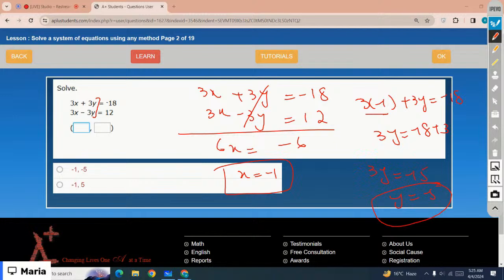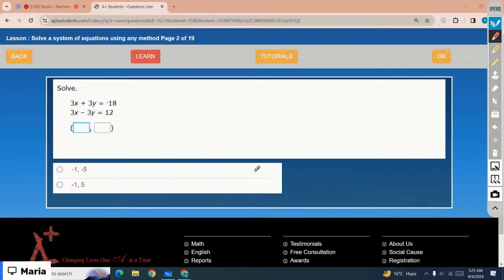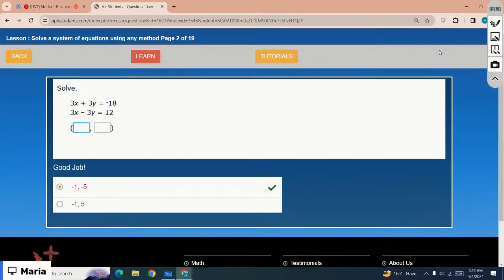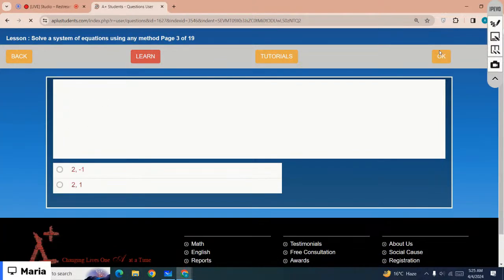Okay, let's just start with the next example. Let's see how do we solve the next one, right? Negative 1, negative 5 is the solution for this one. Next one is 5x plus 9y equals 1.